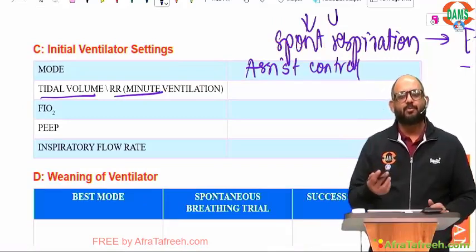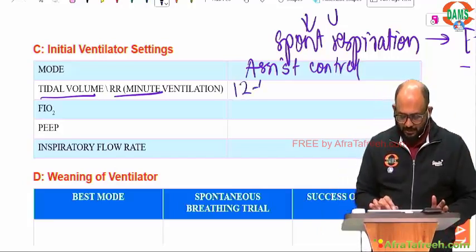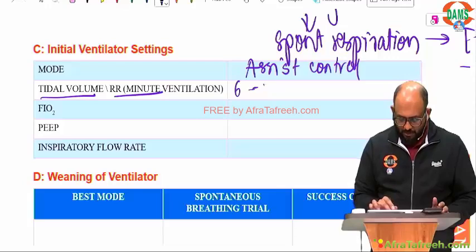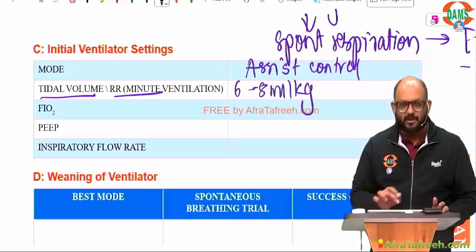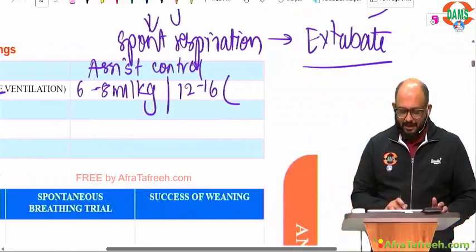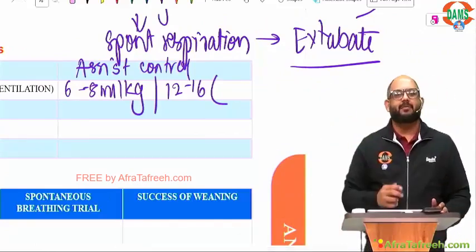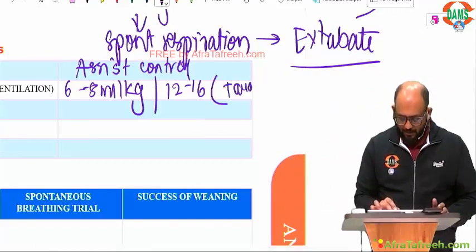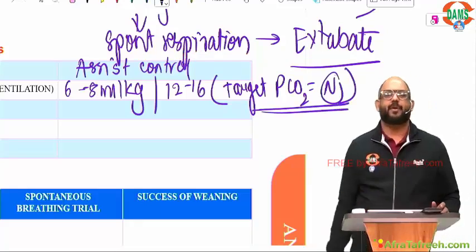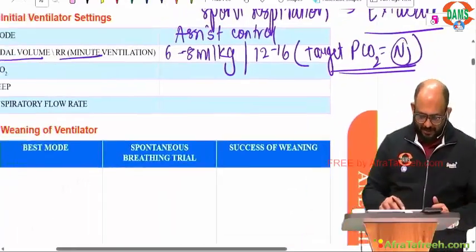So how much tidal volume? We think in terms of numbers. Sorry, tidal volume we say in terms of ml per kg, so 6 to 8 ml per kg. Respiratory rate we say in terms of number, 12 to 16, but that is not the idea. The idea is the respiratory rate is decided according to the tidal volume and the minute ventilation, that is to keep a target PCO2 that is normal, between 35 to 45. So the rate should be to keep the PCO2 normal. So it's always in guidance with ABG.